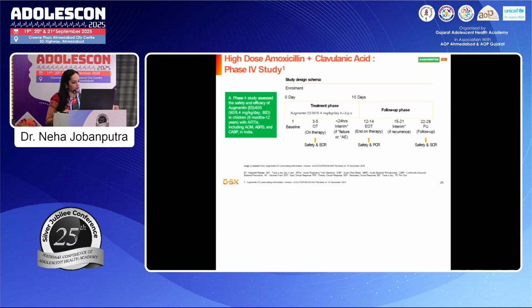I have discussed this. The phase 4 study assessing Augmentin ES showed a 98% early clinical response between the first 3 to 5 days, and the follow-up phase of the remaining days also gives a good safety profile.